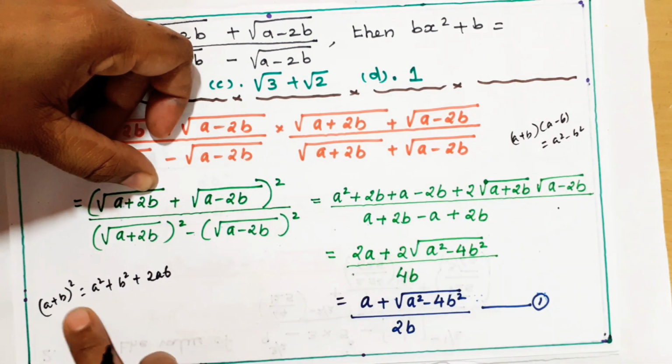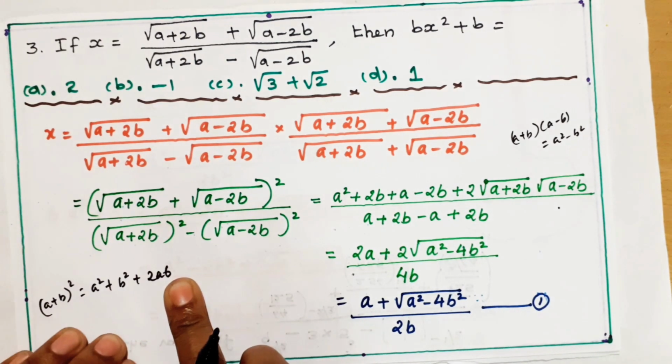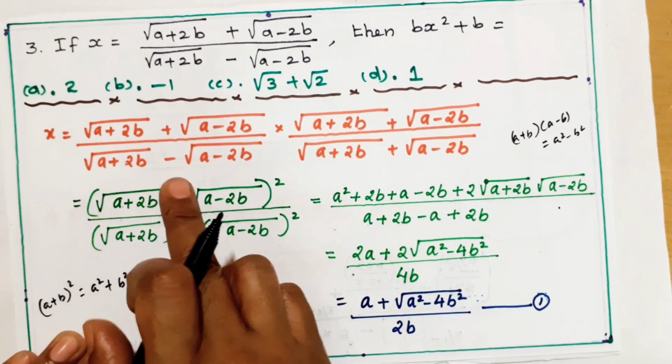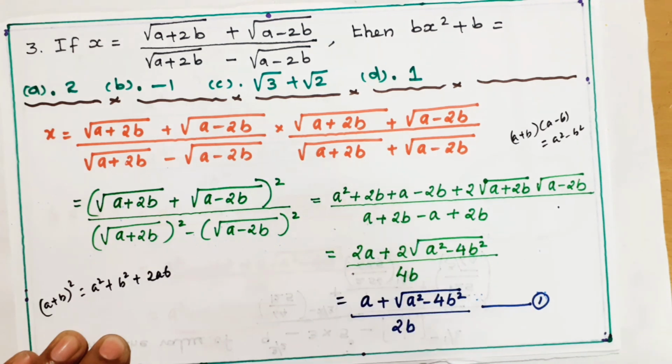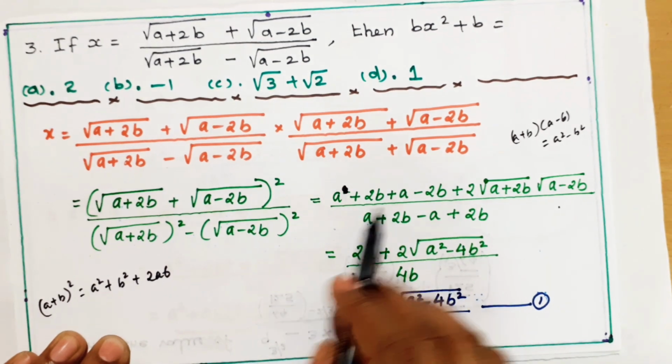This is the simple thing, a square plus b square plus 2ab. Remember, if you square a square root term, the square root will go, that's all. Root over a plus 2b the whole square can be written as a plus 2b.